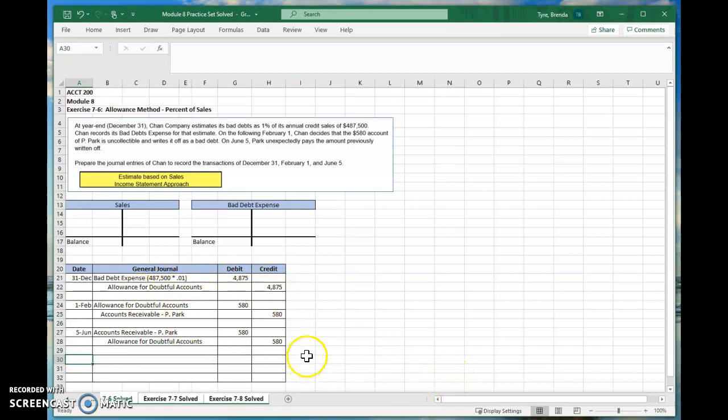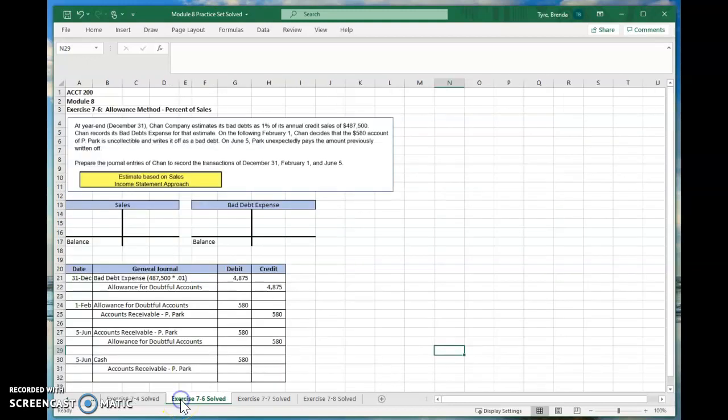$4,875. And don't forget when you do this that you have to remember we actually did receive some cash. So let's put that in, $580. And we have to take that now out of the accounts receivable for P Park. I'm just going to make sure, can't remember if we had anything below that. All right. That's the percent of sales method. The income statement approach, the easier of the two, income statement or balance sheet approach of the allowance methods.